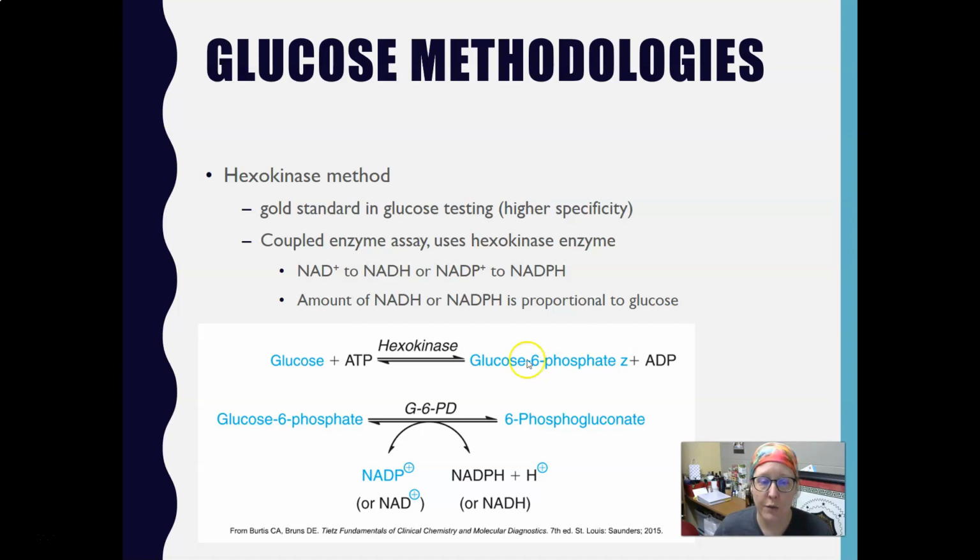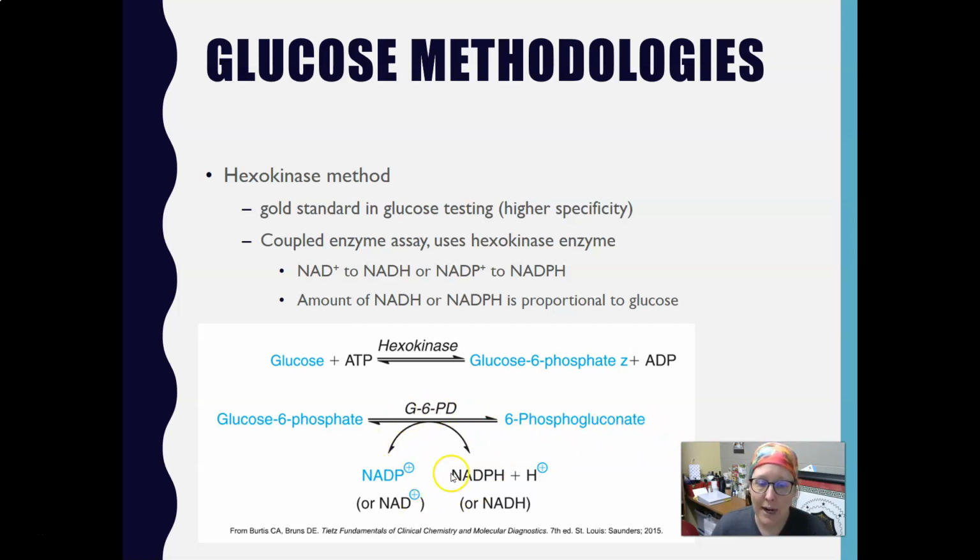If you look at the reaction, your glucose reacts with ATP and the hexokinase enzyme brings them together. Hexokinase works on glucose because glucose is a hexose, a 6 carbon sugar. Hexokinase, 6 carbon sugar. There you go. It turns it into glucose-6-phosphate plus ADP. The glucose-6-phosphate then is going to react with the G6PD enzyme and make 6-phosphogluconate.